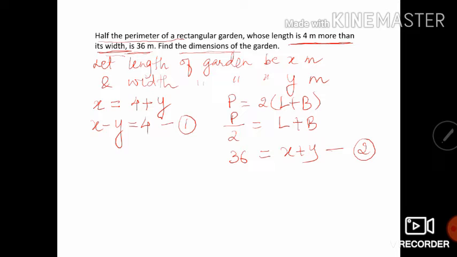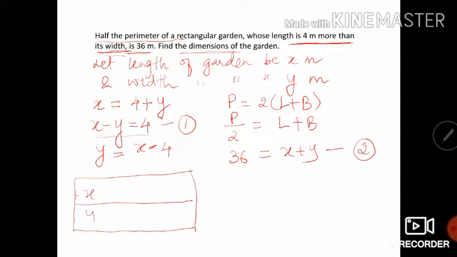Now solving these two equations by graphical method, we need to find the points to plot. So to do that, we will first write y in terms of x. So y is equal to, keeping y on one side and taking all other terms to the other side, y is equal to x minus 4. And then we find out the points. So draw the table, x, y. Let's take value of x as 4. Then 4 minus 4 becomes 0. So value of y is 0.